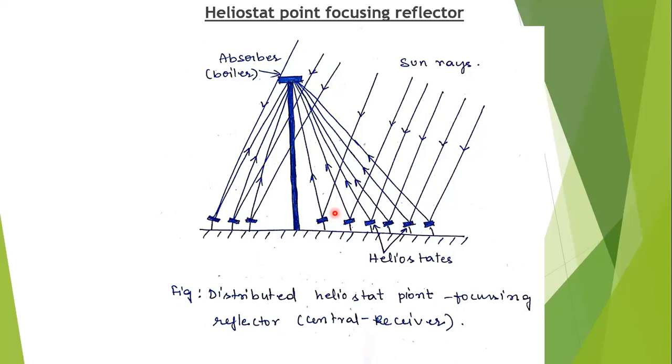A central receiver with a fill factor of 40% means 40% of the land is covered by the mirrors and the remaining 60% is not covered. If I give the value of fill factor as 60%, it means out of 100% of the area, 60% is covered with these mirrors and the remaining 40% is wasted.